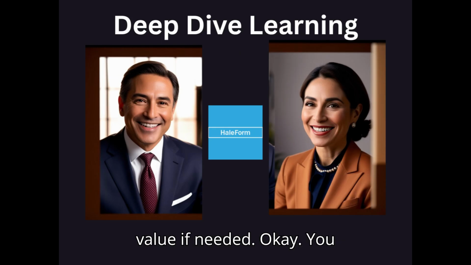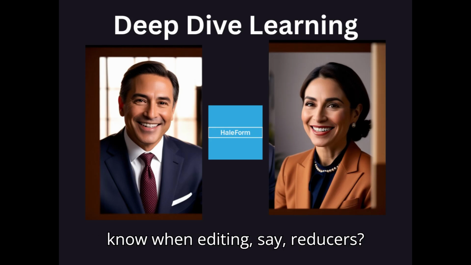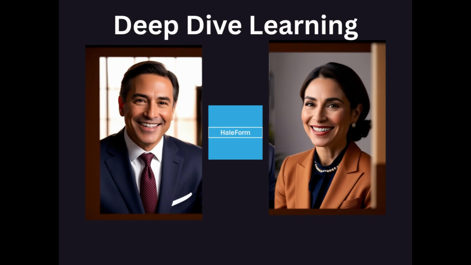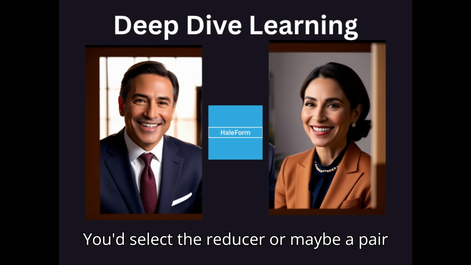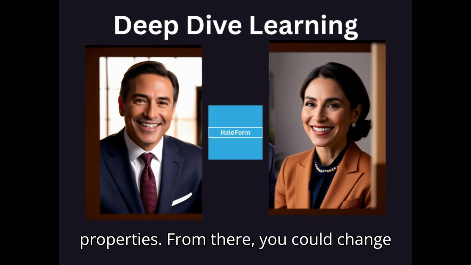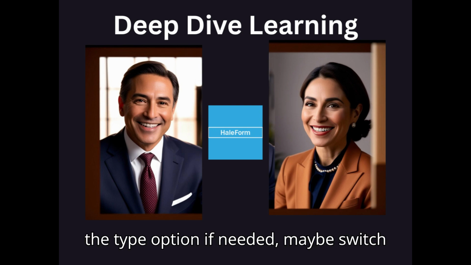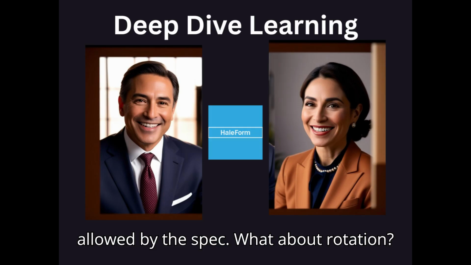Okay. You mentioned different component types earlier. Are there any special things to know when editing, say, reducers? Yes, reducers have a couple of quirks. You'd select the reducer or maybe a pair of concentric reducers if they were placed together and then access its properties. From there, you could change the type option if needed, maybe switch between concentric and eccentric if allowed by the spec. What about rotation?